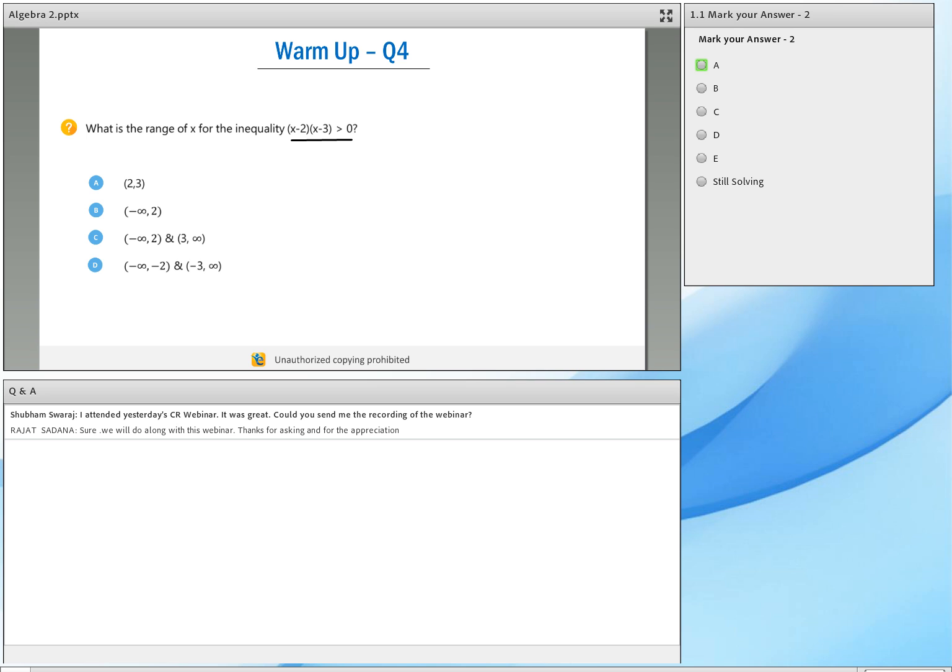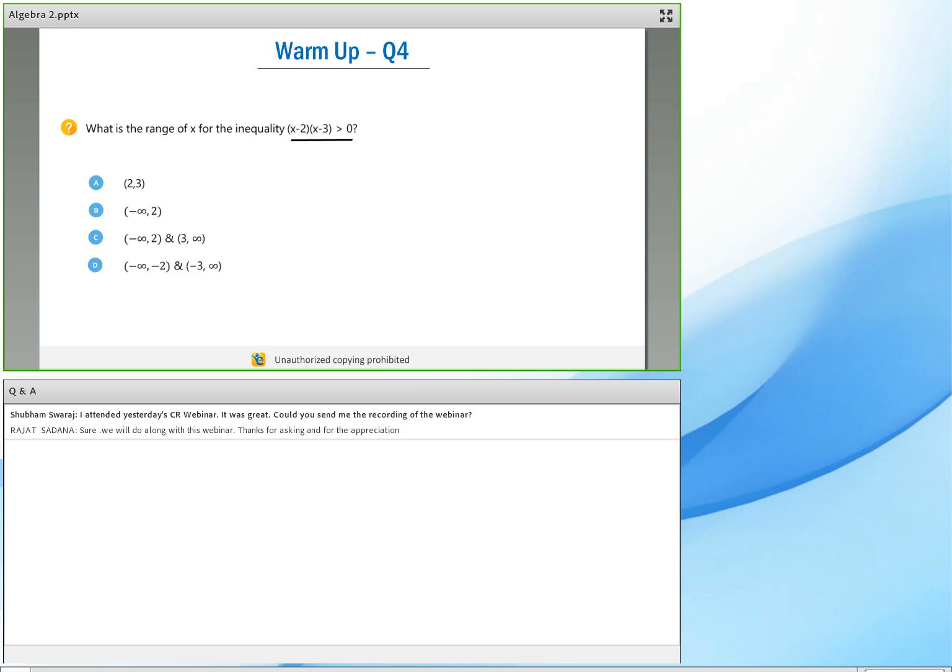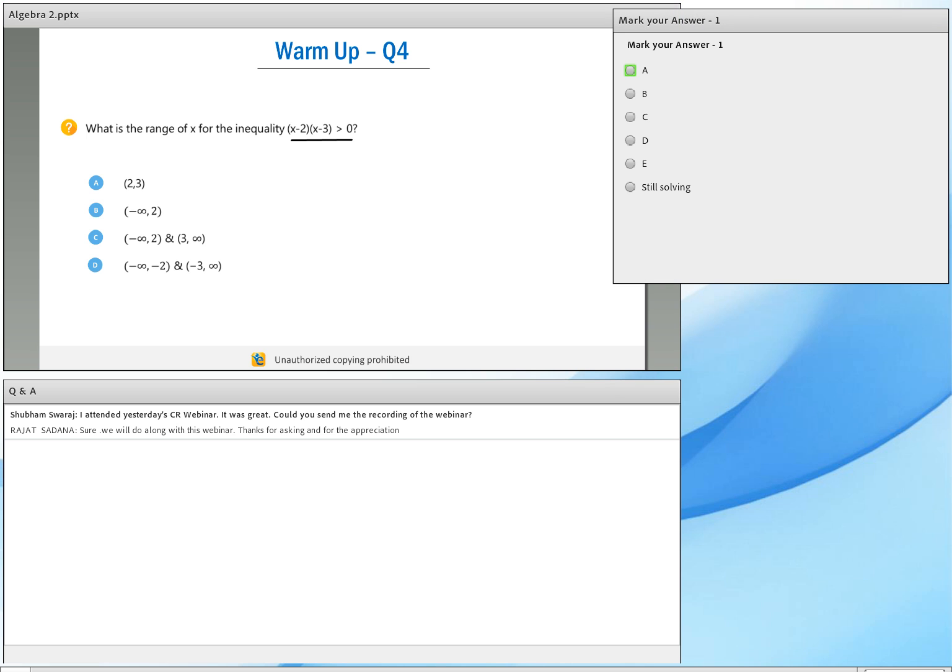5, 4, 3, 2, and 1. All right, let me end the poll and broadcast the results. 75% of you got it right. That's really good. Let's solve another question of this kind. I'm going to reopen the poll. Here's the next poll. I'm going to show the next question to you.